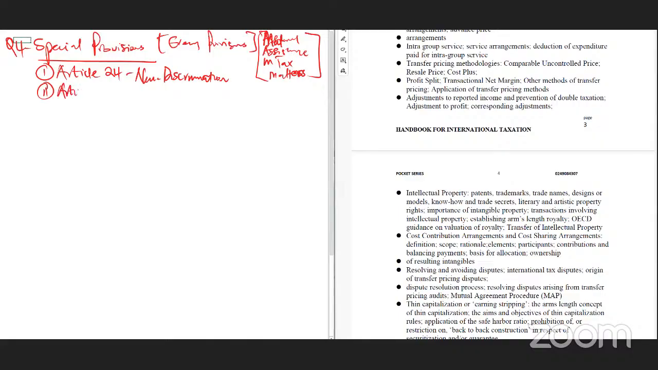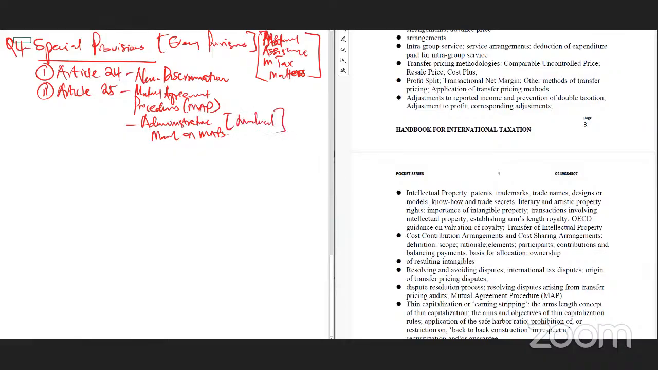Then we have Article 25, which deals with mutual agreement procedures. Under the mutual agreement procedure, Ghana has introduced the administrative manual, which deals with these things. You have to do more research. There's now an administrative manual on MAPs in Ghana. Very important. You have to have knowledge about it because this is the Ghanaian perspective.